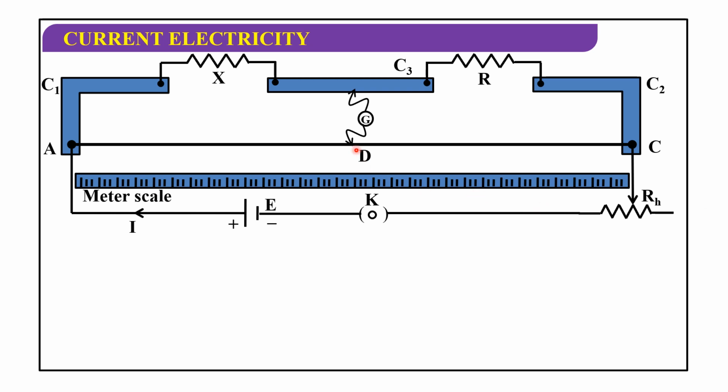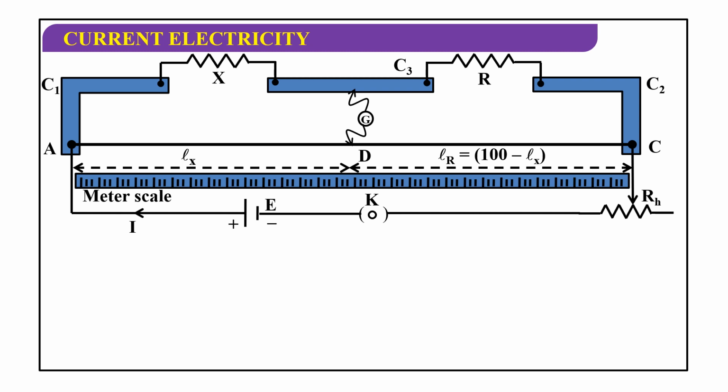So when the jockey is touched with the wire AC at point D, the galvanometer will show no deflection. That means the potentials are same. Let that length AD be Lx. It's a 1 meter long wire. So LR is equal to 100 minus Lx.